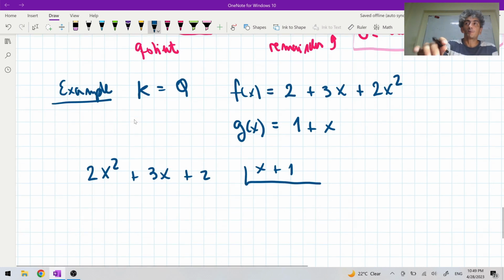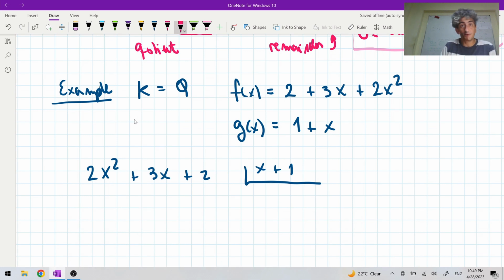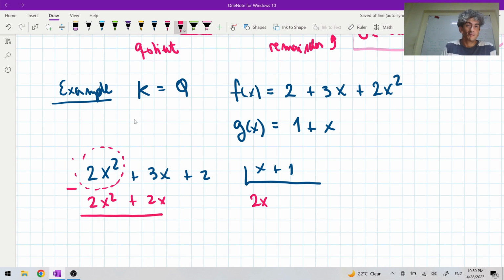So this scheme allows us to make multiplications very easily. We need to see how do we get to 2x squared using x, and that's 2x times x gives us 2x squared. Now 2x times 1 gives us 2x. And since we're done multiplying, now we take this subtraction. This first part vanishes, and then we get just x. 3x minus 2x gives us just x.